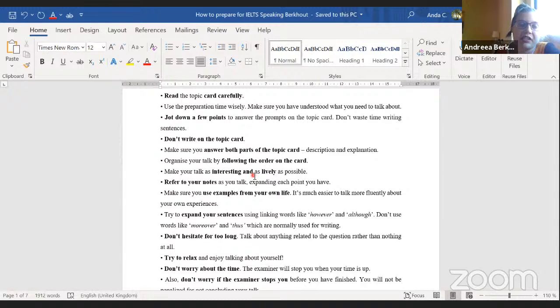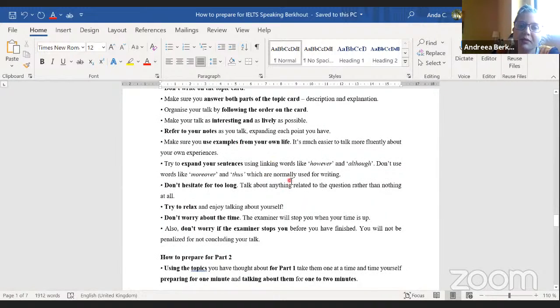Make your talk as interesting as possible. Add some expressions if you can. Try to be yourself. Ignore the fact that you are evaluated in that moment, and just be yourself and say what you would say, or tell your story.